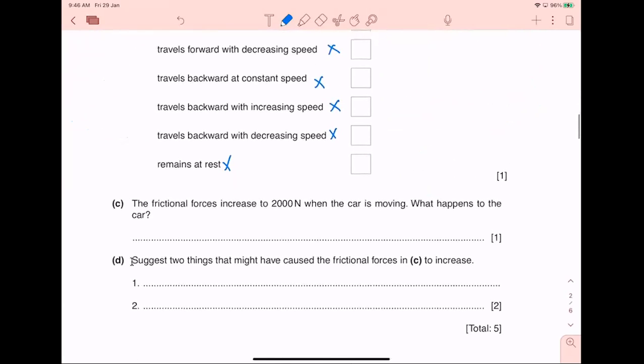Next, the frictional forces increase to 2,000 Newton when the car is moving. So what happens to the car? Let's say your frictional forces increase to 2,000 Newton.